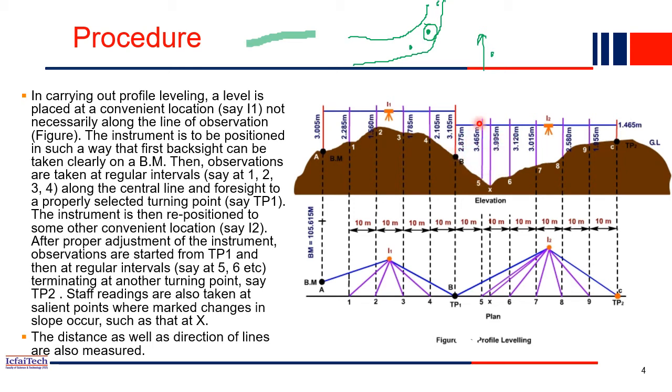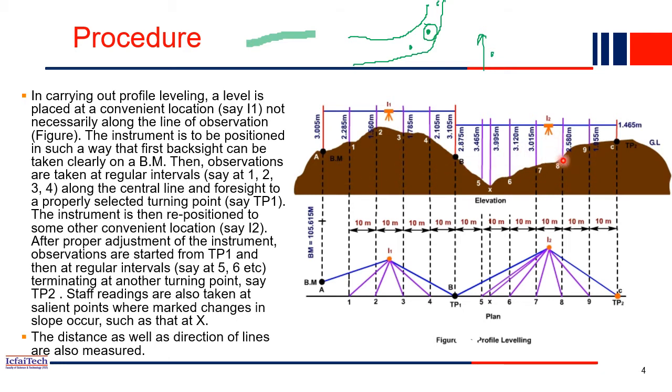Once you know B, the process continues the same. You keep the instrument, you keep the staff at 5, find out the height. Similarly 6, 7, 8, this will go on until the entire road is surveyed in that way. This point we call the changing point. B is the changing point, because at B we have shifted our instrument, is it not? The distance is also measured along the line.